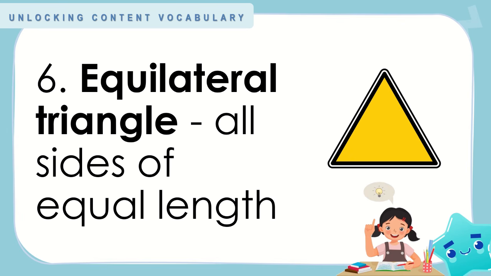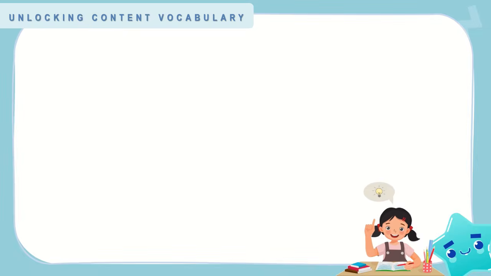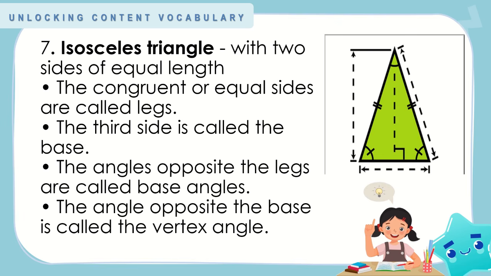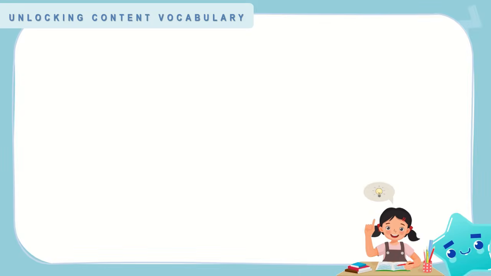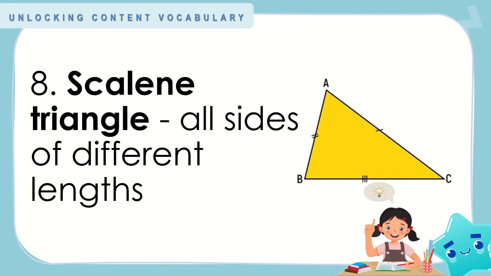Equilateral triangle means all sides of equal length. Isosceles triangle with two sides of equal length. The congruent or equal sides are called legs. The third side is called the base. The angles opposite the legs are called base angles. The angle opposite the base is called the vertex angle. Scalene triangle, all sides of different lengths.